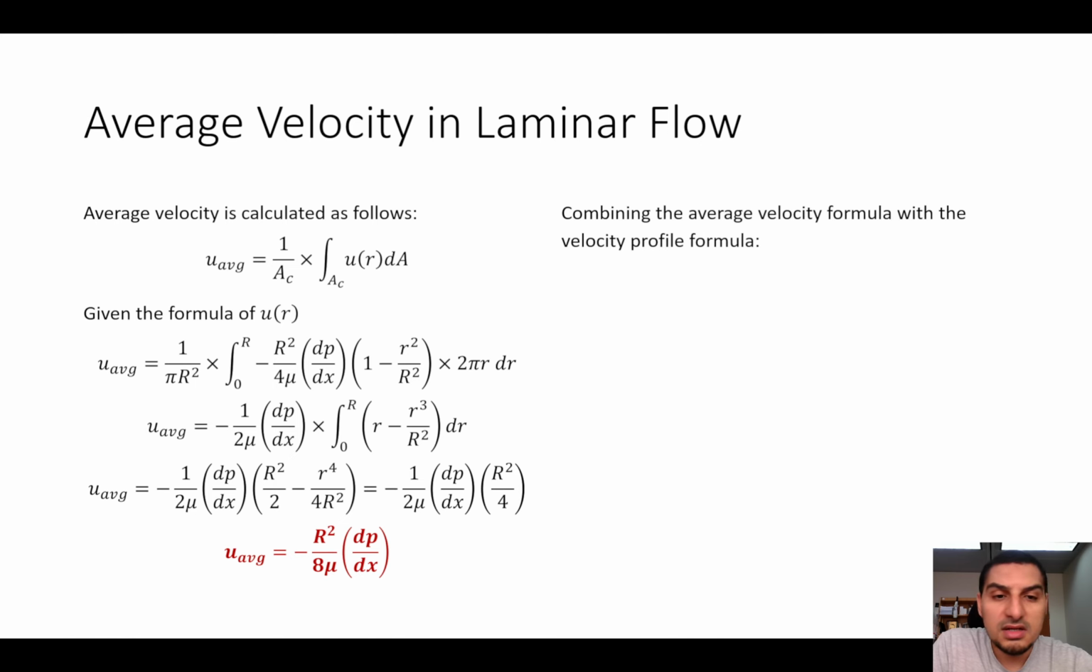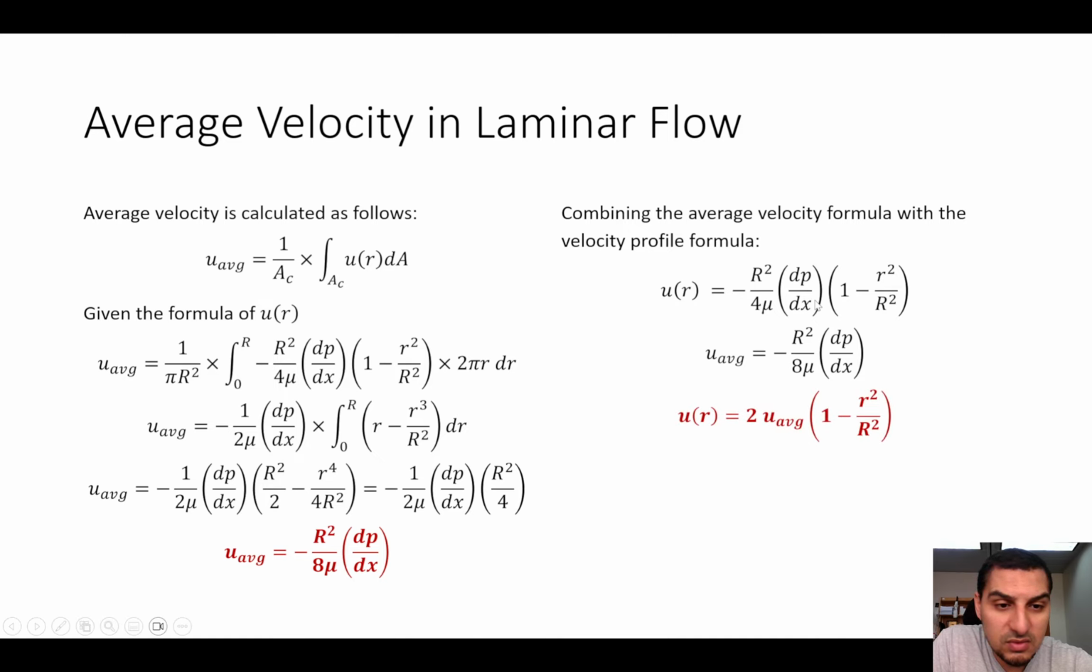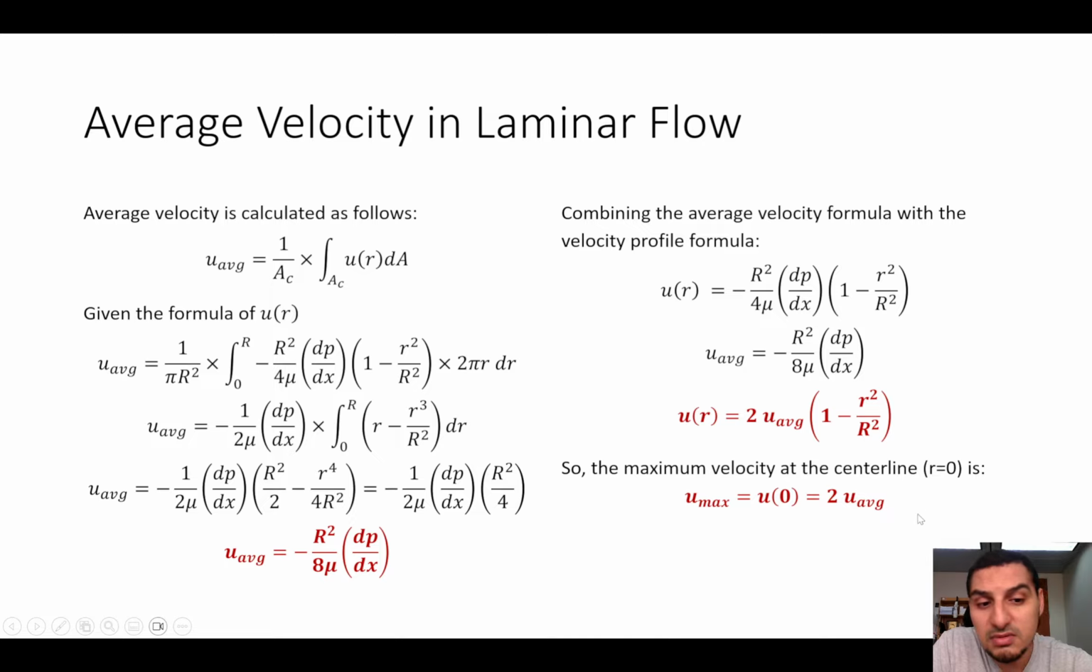And if we want to get a relation between the average velocity and the velocity itself at any radius, we can combine these two equations. We can get u at any radius r is 2 times the average velocity multiplied by the bracket 1 minus r squared over R squared. And if we put r equals 0, which is the center line, then the maximum velocity is double the average velocity. Okay, so this is a good output that we got from here, that we now know how to get the velocity profile.